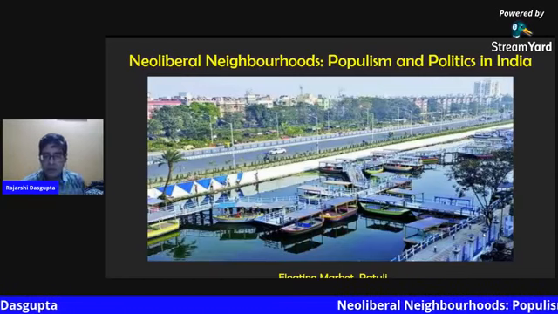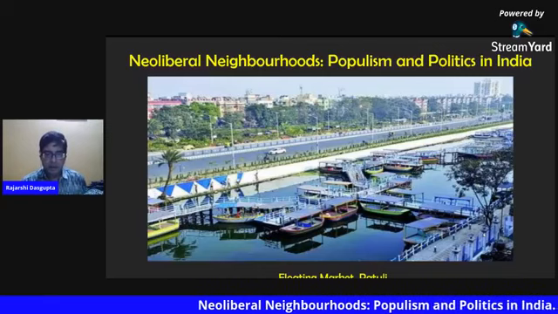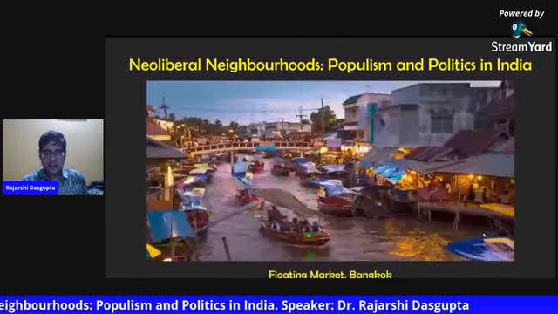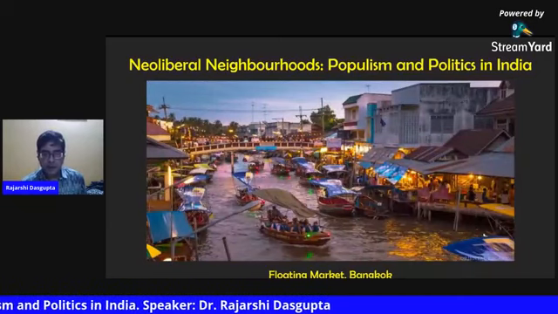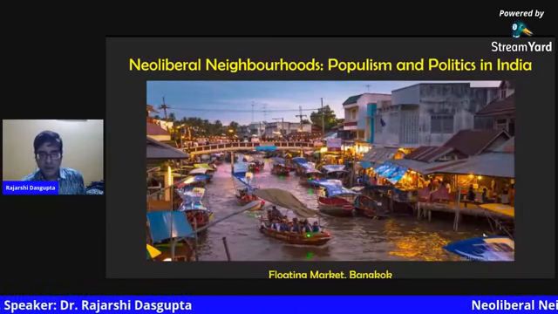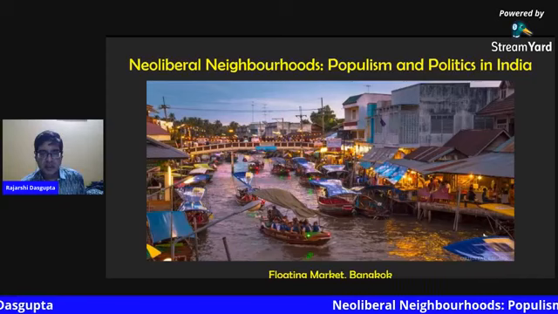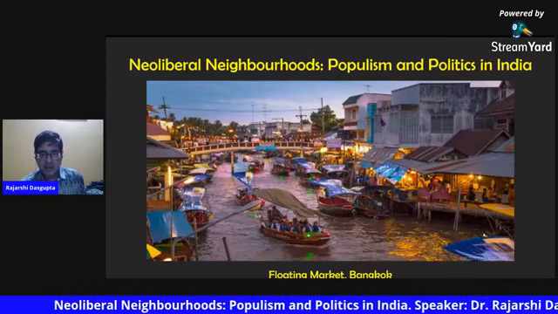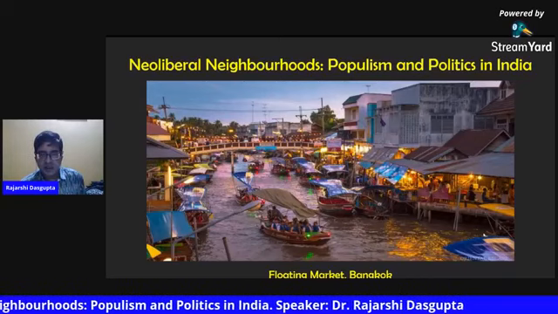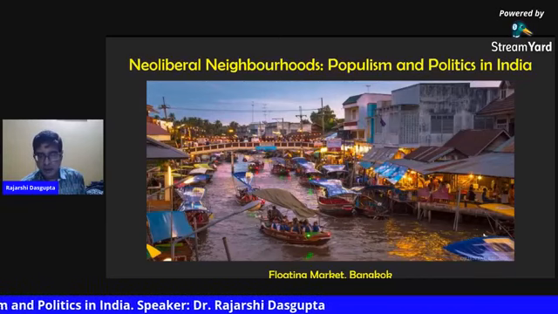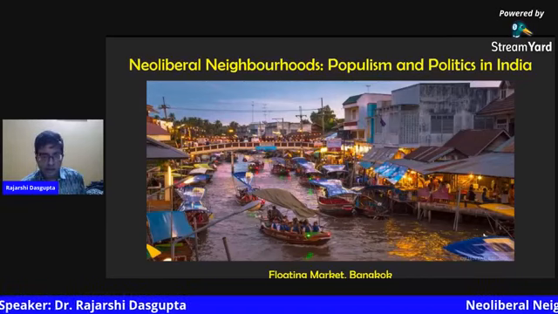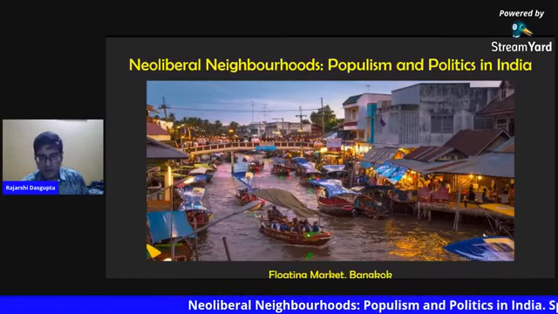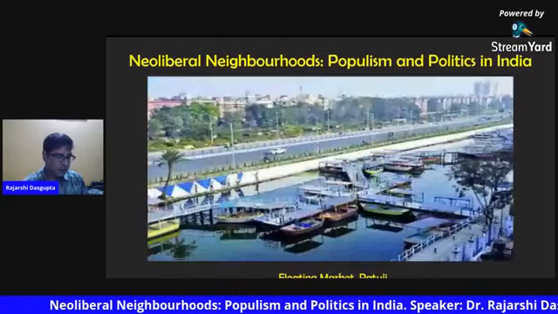Now, this image of a floating market is very often compared with this other image of a floating market in Bangkok. And in fact, several publications published simultaneously both these images, showing how Patuli is on its way to becoming the Bangkok of Kolkata and so on, which is, you know, a nod to the copy culture that I was speaking about.